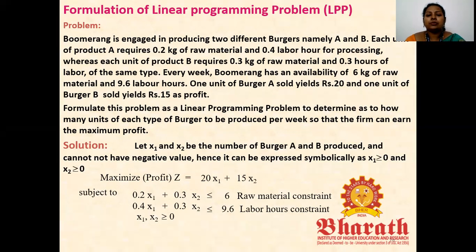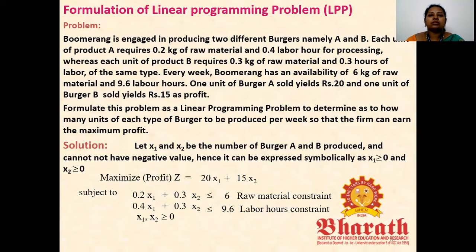And we have to formulate the LPP to maximize the profit. Therefore, our objective function is maximizing the profit. The price for burger A is 20 rupees and the price for burger B is 15 rupees. Therefore, maximize the profit Z equal to 20x1 plus 15x2.